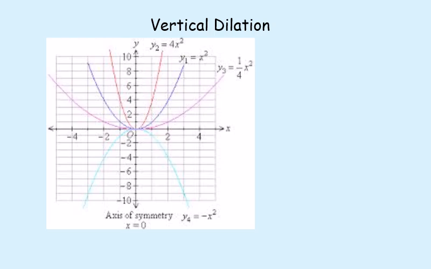Now the only difference is down here at the bottom, you can see that you have a negative x squared. And so if you have a negative dilation, it actually flips it upside down. So bigger coefficient, taller graph. Smaller coefficient, shorter graph.